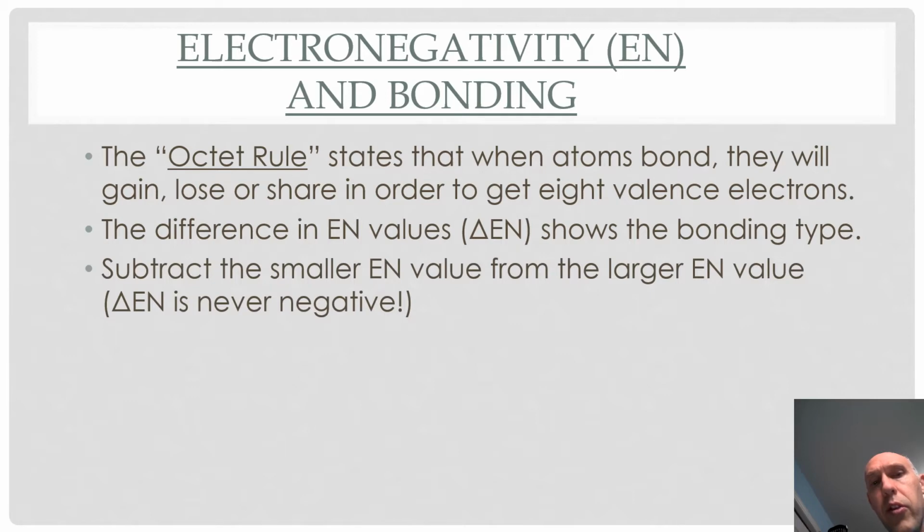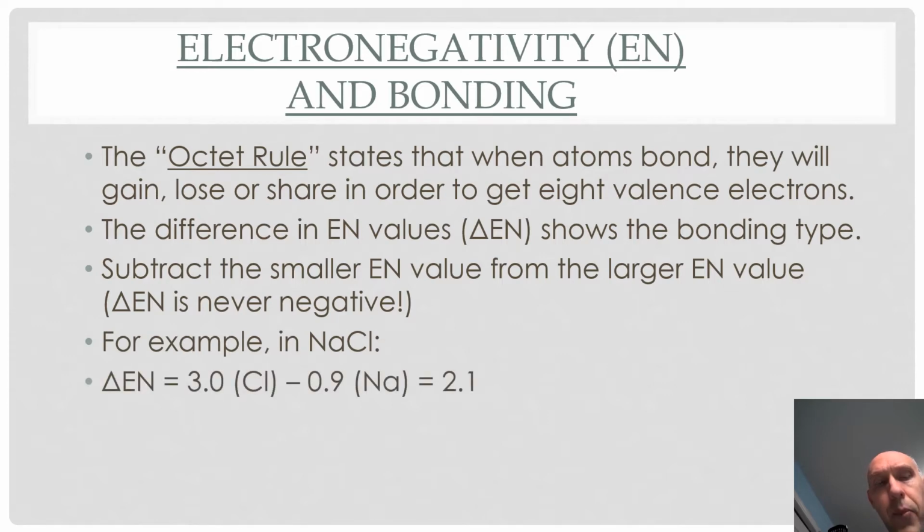We always subtract the smaller number from the larger one in order to get a positive answer. The difference in electronegativity should never be negative. For example, with sodium chloride, if I look up the value for chlorine, I find it's 3.0. If I look up the value for sodium, it is 0.9 on some periodic tables, others it has a 1. And so when I subtract, I get 2.1, and it's a positive value.